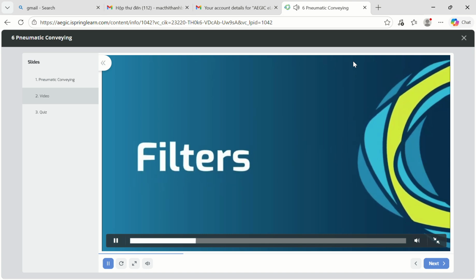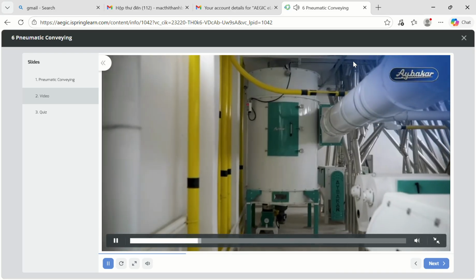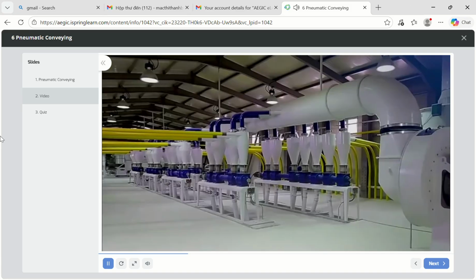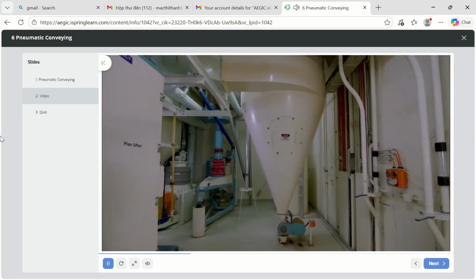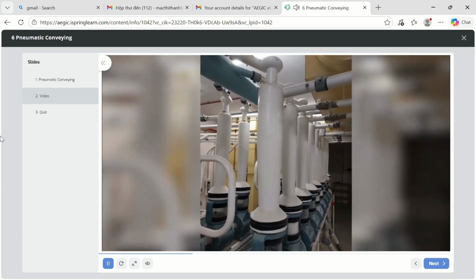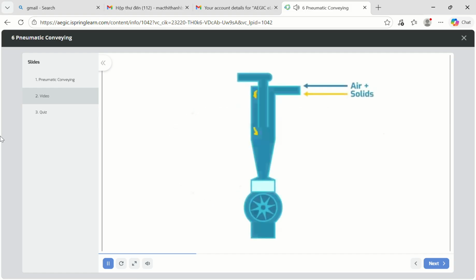Filters. Devices for filtering solids from the air come in various forms. Cyclones are the simplest. They can be small or large. The principle in both cases is the same. The airstream and the solids in that airstream enter the cyclone at a tangent. The tangential motion causes solids to spin around the internal walls of the cyclone.